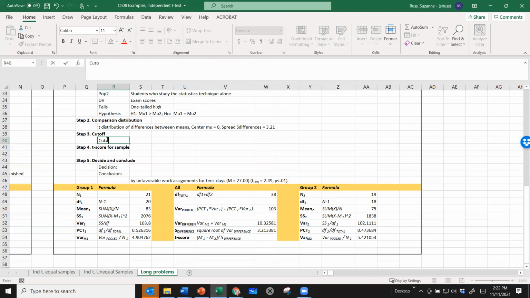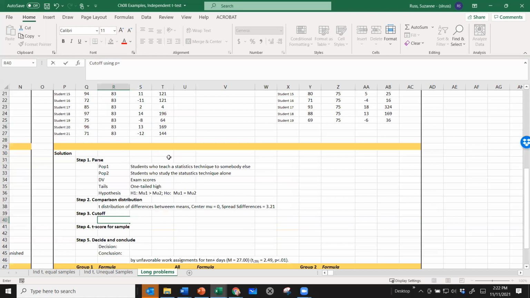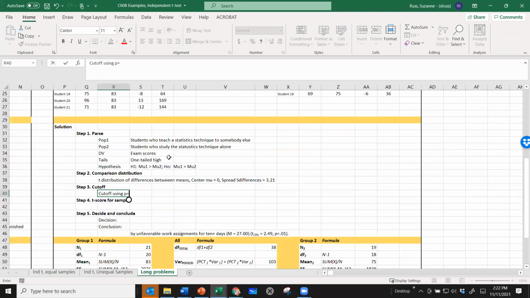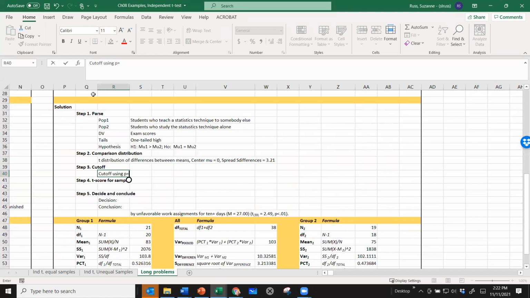So it's going to be using a p-value of 0.05. So we're going to use the cutoff of 5%. We want to be more certain than 5%. Alpha equals 0.05. And we're going to be using degrees of freedom total, DF total, and that equals 38.